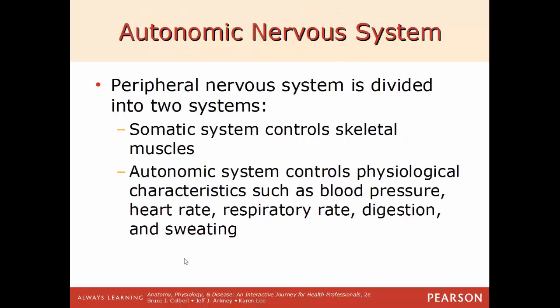All right, now we'll move on to the autonomic nervous system. The peripheral nervous system is divided into two subdivisions: the somatic nervous system, which controls the skeletal muscles, and the autonomic nervous system.